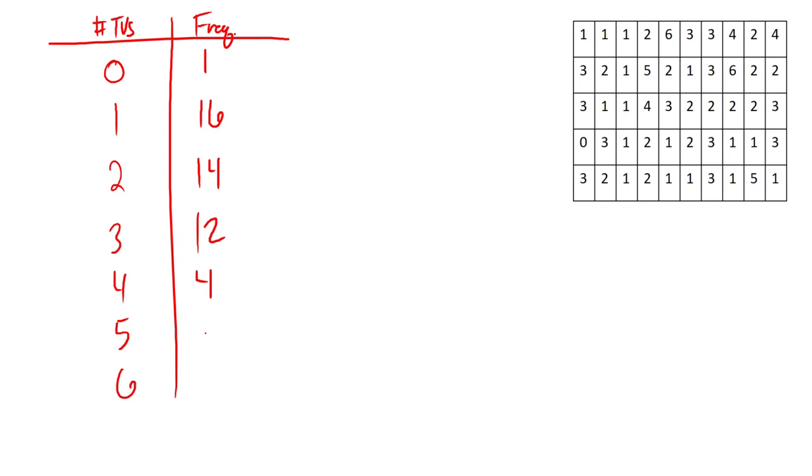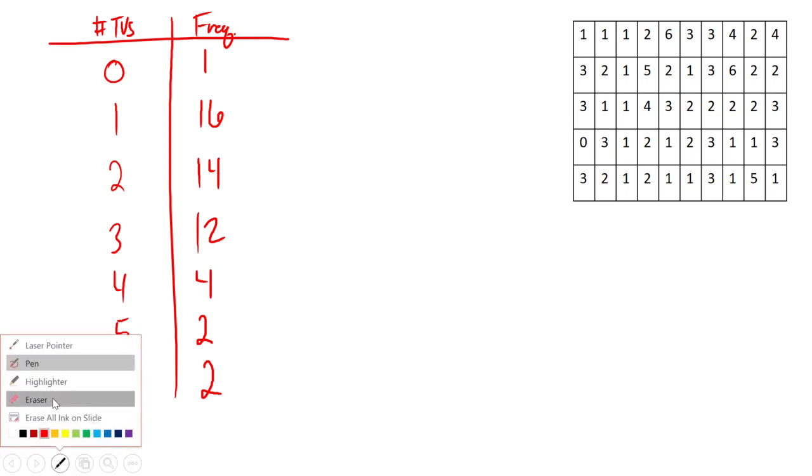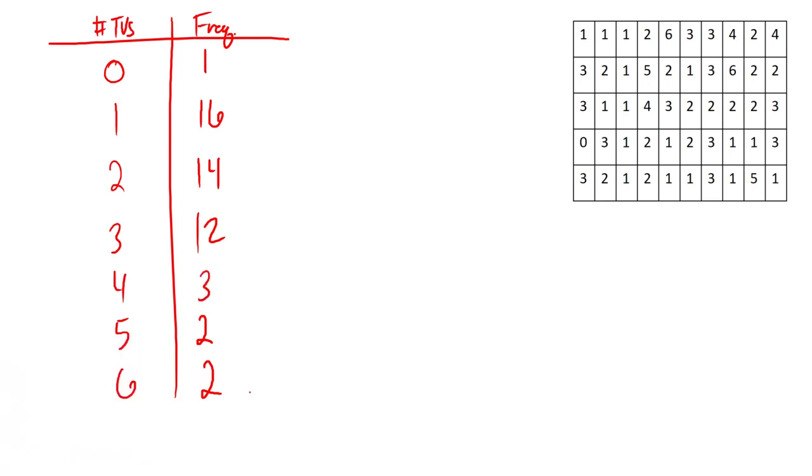Is it 2? How about 6? Is it 2? You said 3 and then wrote 4 for 4 TVs. Oh, is it 3? Yeah. This one's not 4, it's 3. Oh. This one was 3. Okay, does that add up?